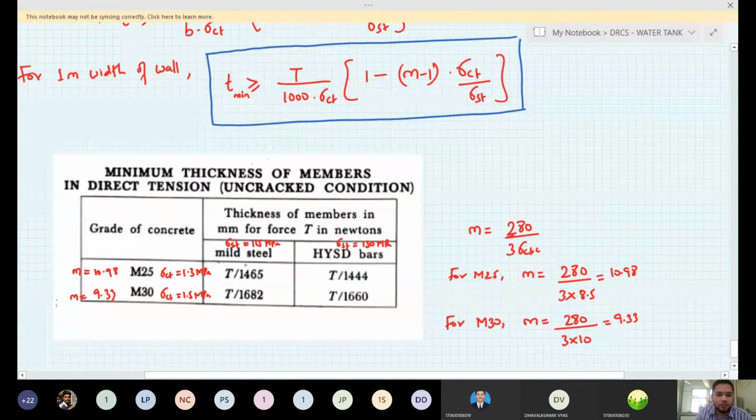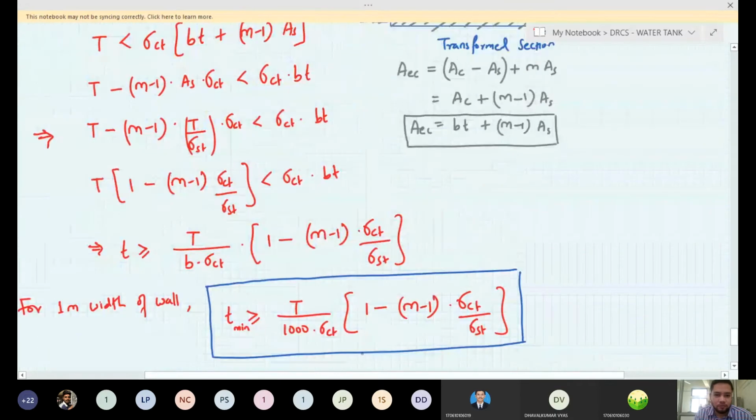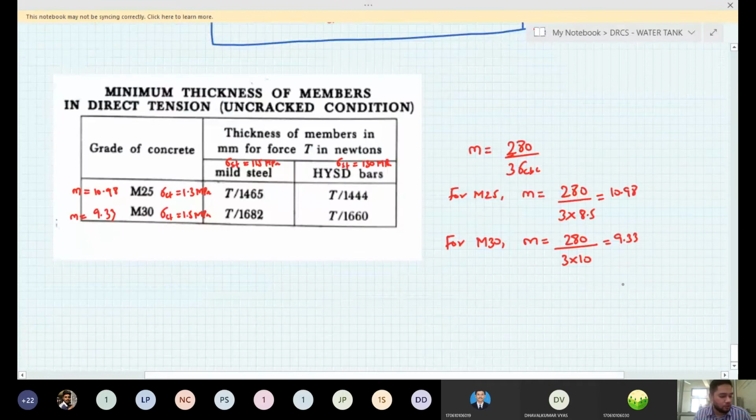Say for example, if you are given that the grade of the concrete is M25 and you have to use mild steel, then the minimum thickness of the member subjected to direct tension you can get by this formula. You divide the value of the tensile force by this factor 1465, and you will get the minimum thickness. This is one way. If you remember these formulas, you can find the minimum thickness. Otherwise, you can follow these steps to get it. Whichever way is convenient to you, you can use.